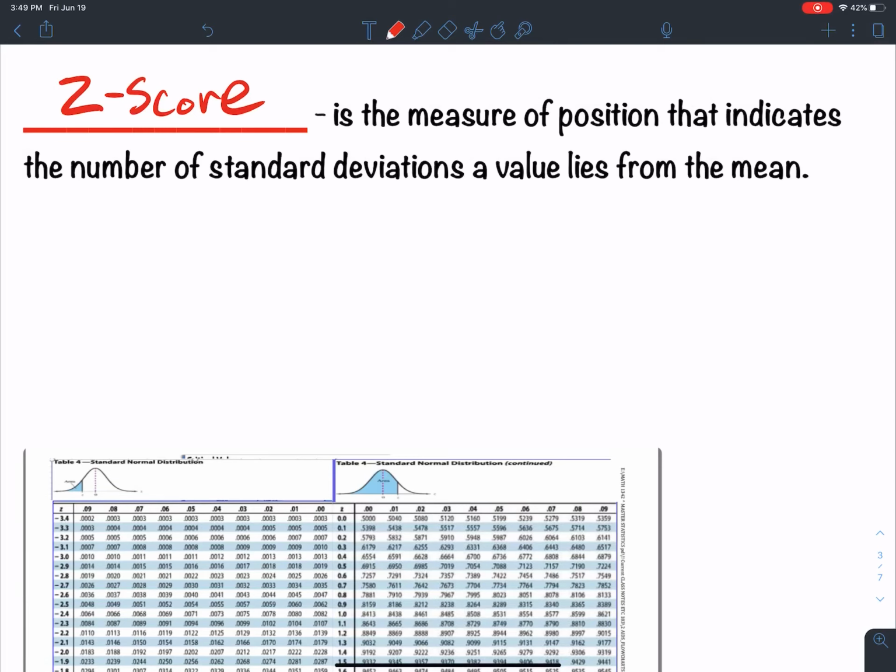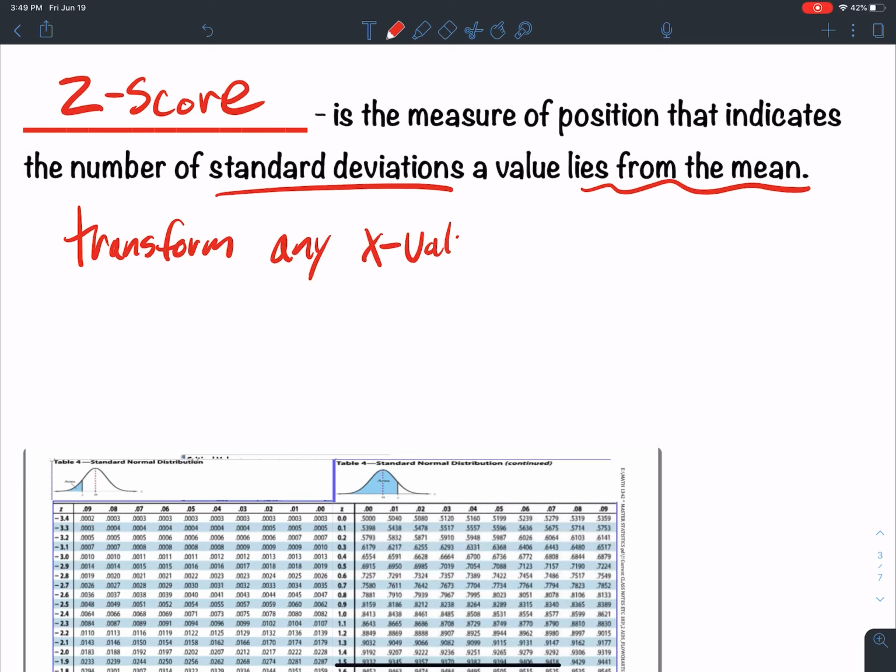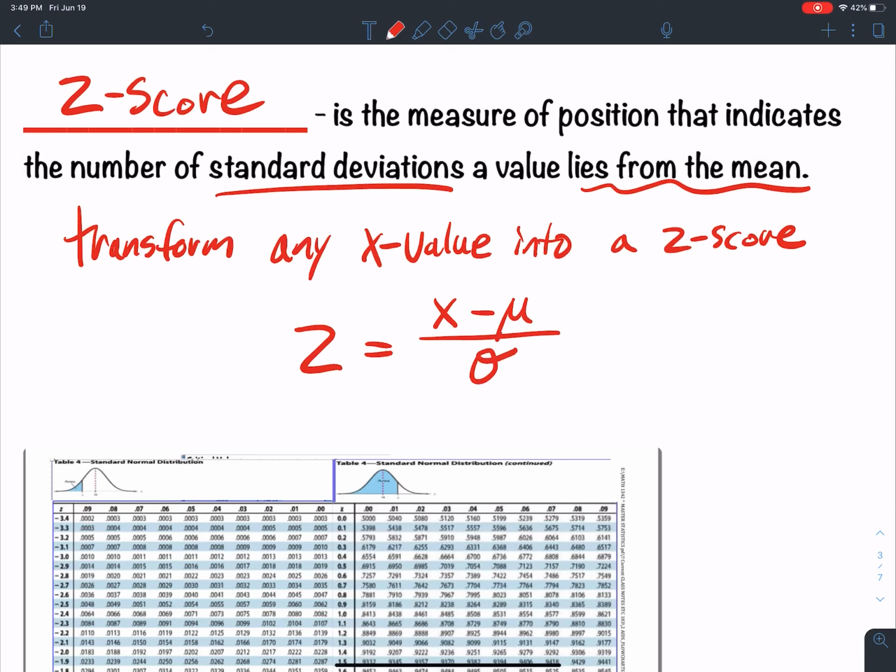So we're going to do a little refresher on z-score. This is a measure of position that indicates the number of standard deviations a value is away from its mean. So we can transform any x value into a z-score. Very powerful here. Any value can be transformed into a z-score using the value minus its mean over the standard deviation.